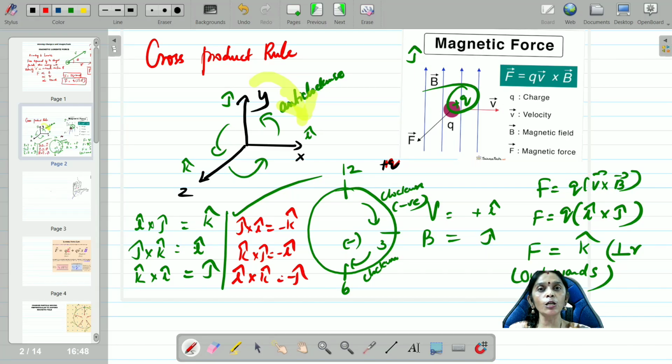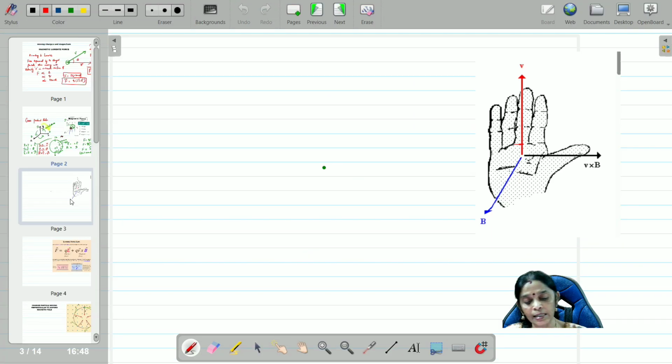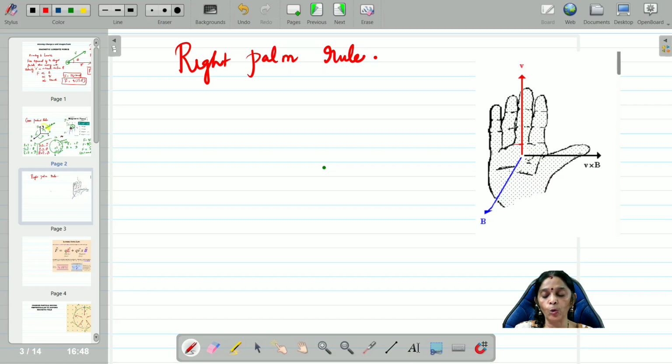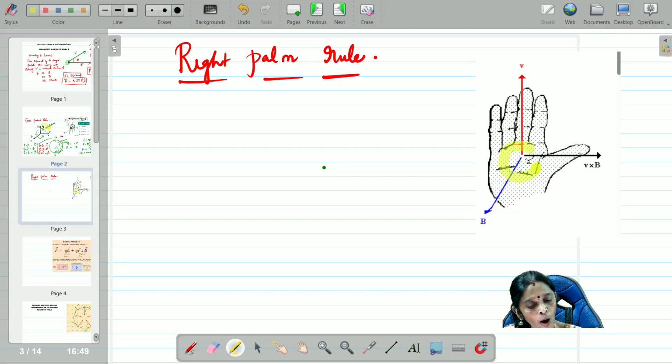Now, apart from the cross product rule, there is another rule which is easy, that is called the right palm rule. You can use the right hand side palm rule here. How do you use the right palm rule? Your right palm. I am not taking the left hand side, I have to take the right palm. When I take a right palm here, my palm represents the magnetic field.